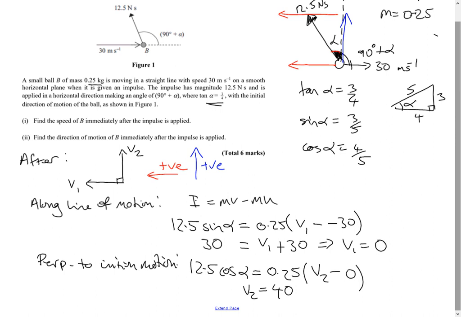So afterwards, I've actually got 40 and 0 as my components, which means I can now answer both these questions at the same time. It's 40 meters per second and perpendicular to the initial line of motion. Or straight up in the same direction as the impulse.